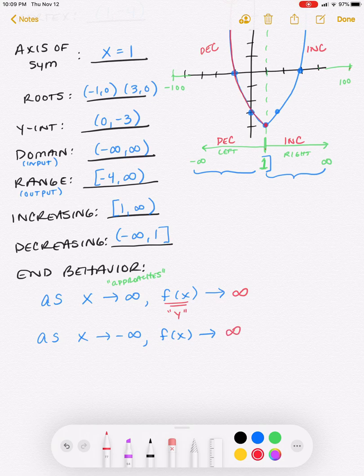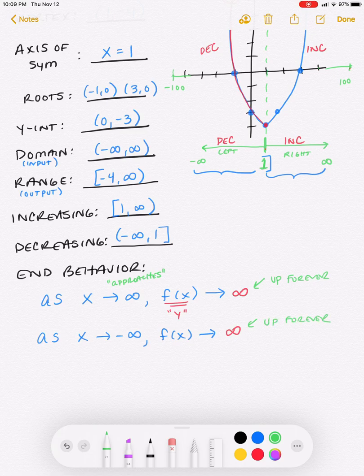So what we're doing when we do the end behavior is basically saying that on the right side of the graph the y values go up forever, but on the left side of the graph your y values are also going up forever.